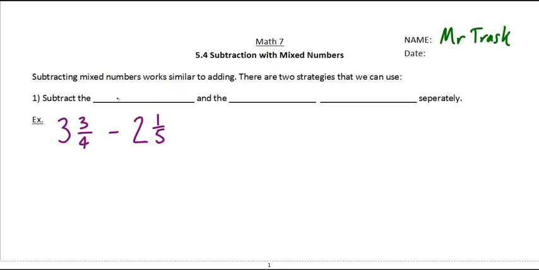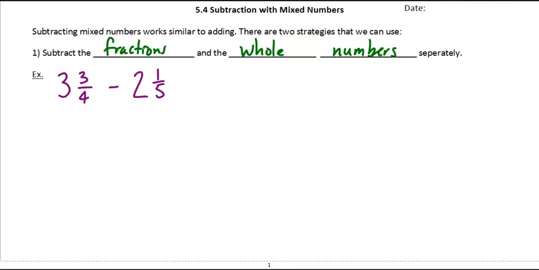The first possibility you might decide to use is to subtract the fractions and the whole numbers separately. So basically, just like we did with addition, we're going to set up our subtraction here so that we can just line up our whole numbers and then subtract our fractions. When we try and do that right off the bat, the problem we're going to run into is that our two fractions don't have a common denominator. So we're still going to have to do that procedure we had before to sort that all out.